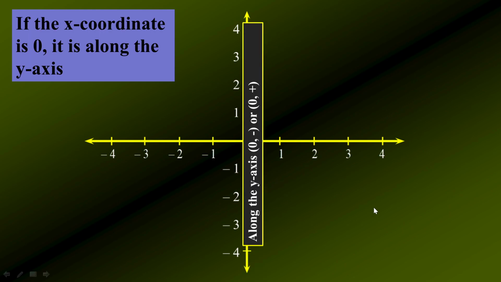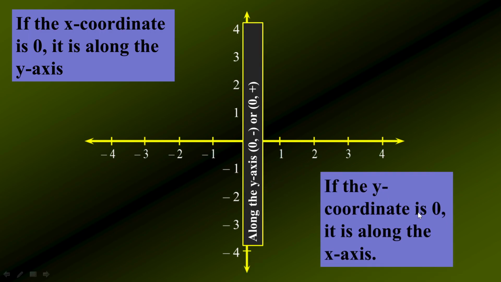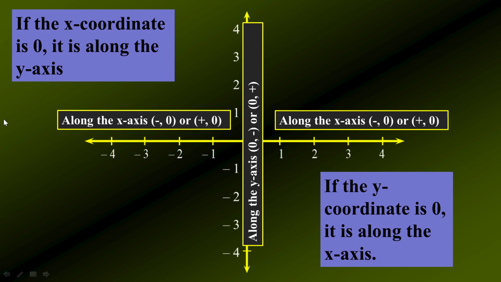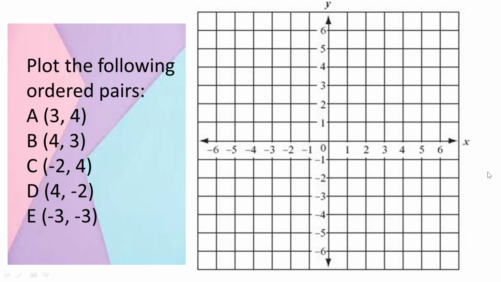Kapag naman ang ating y-coordinate is 0, ibig sabihin along the x-axis. Pahiga naman po. So we have to the right and also to the left. No? So along the x-axis. So kung tatanungin kayo, the location of the point, if on the line, kung anong line, kung vertical yan siya, on that line, then along the y-axis. And on the line naman po yung sa nakahiga, then along the x-axis. So, madali lang din po i-identify. Next, proceed tayo sa plotting.